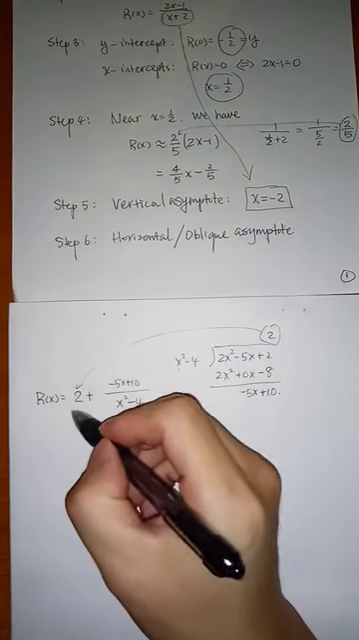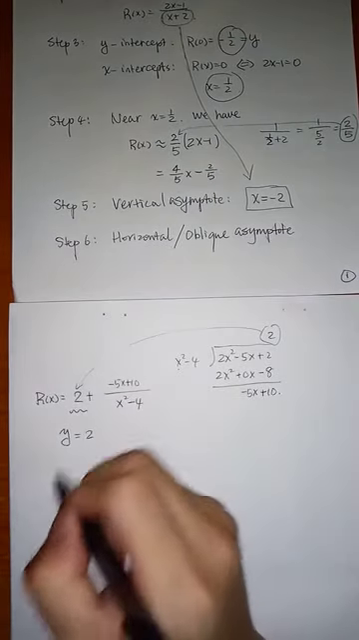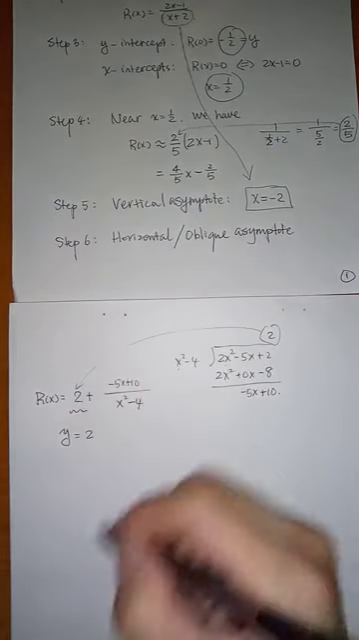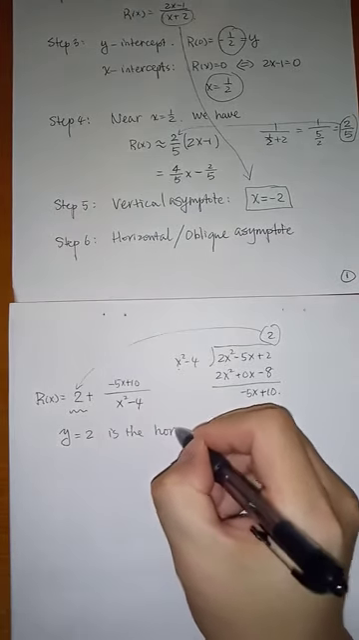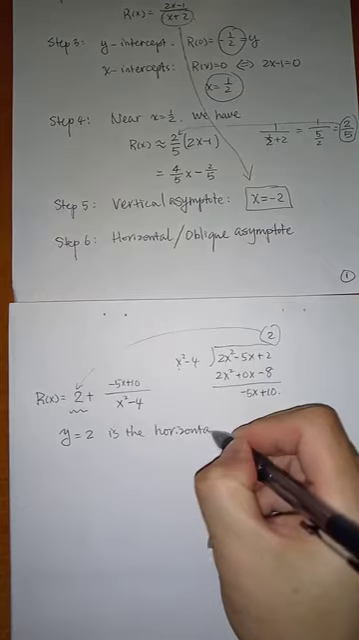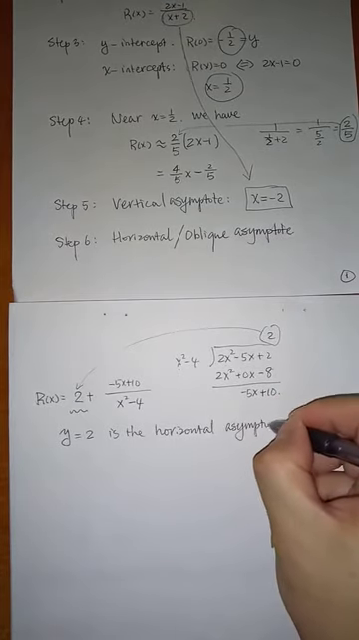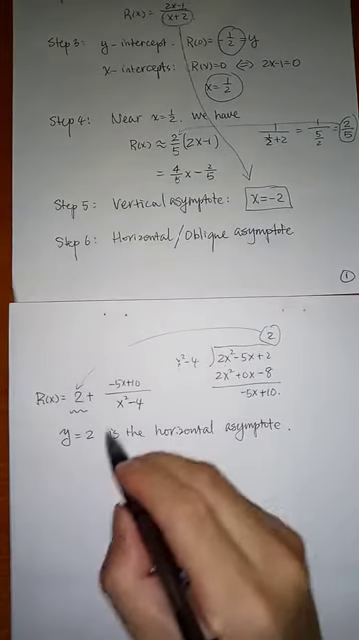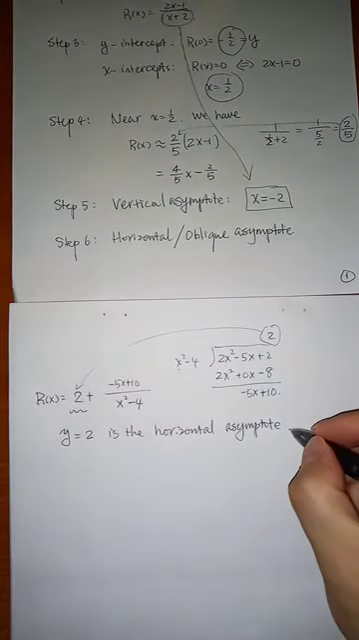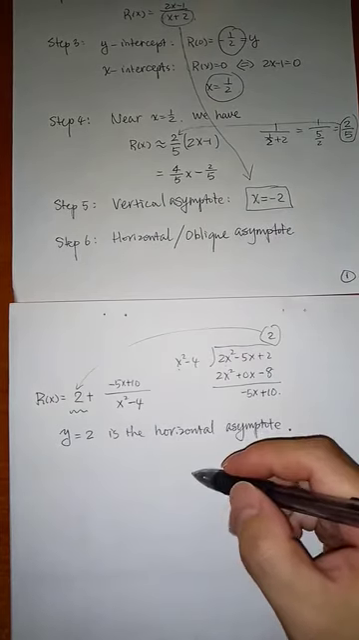So you have a number, which means y equal to 2. Y equal to 2 is the horizontal asymptote. If you have a constant, it is horizontal. If you have a linear function, it is oblique. So this is the horizontal asymptote.